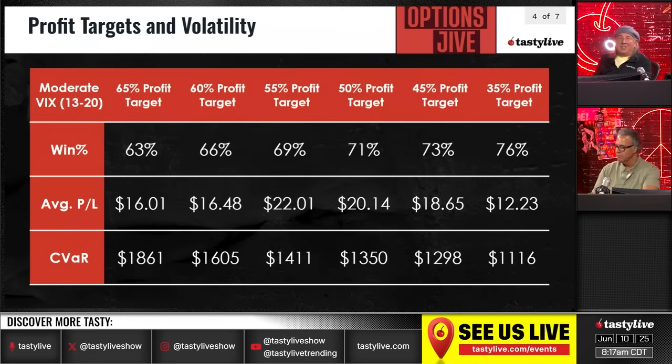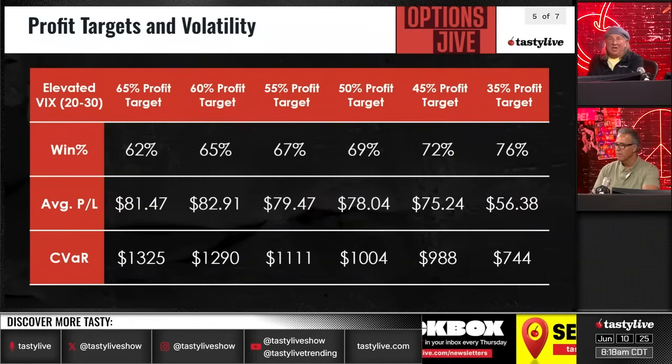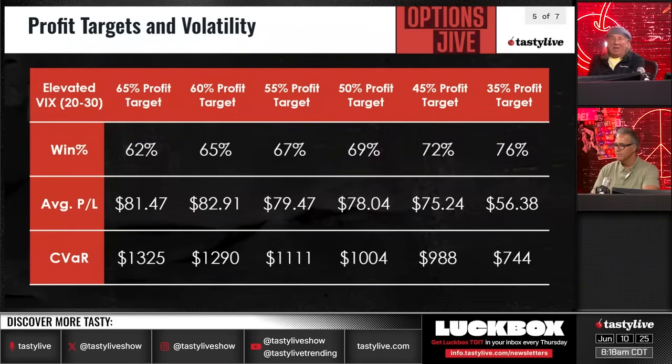Go to the next slide, please. So when you go to elevated, where we just came from, you can see the profit targets at 50%, 45%, and 35% stay the exact same. But the amount of money that you make, because you collect more money, is significantly greater. The average P&L goes up by an average of 3 to 4x, and the CVaR goes down by about 25 or 30%. So you have less risk and you make more money.